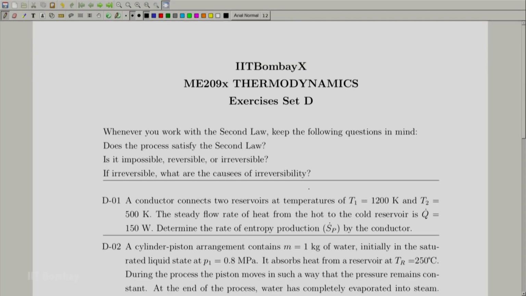Now it will be nice if we do some exercises. Exercise sheet D is being provided separately. You will see it here. It is on the second law of thermodynamics, and all the systems which are included here are closed systems, or you can model the systems involved as closed systems. Let us look at a few of these, and I will provide some approach, some hints, some procedure, so that then you can take it up on your own and complete the details.